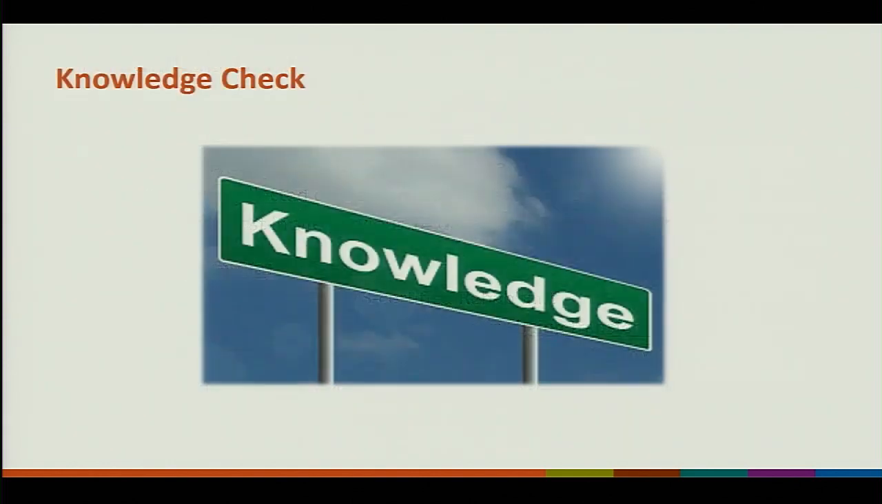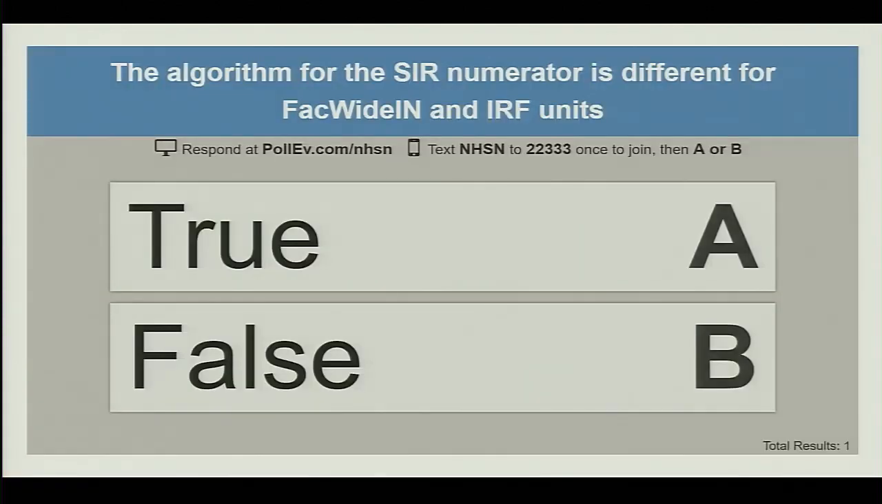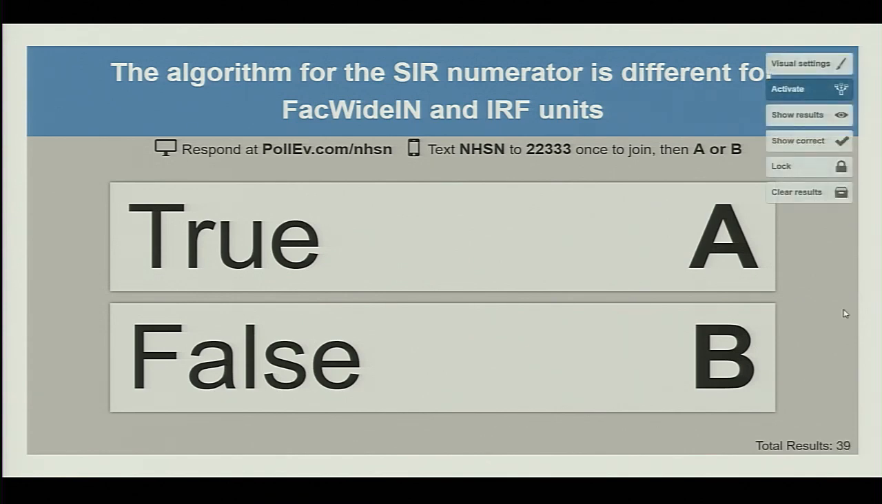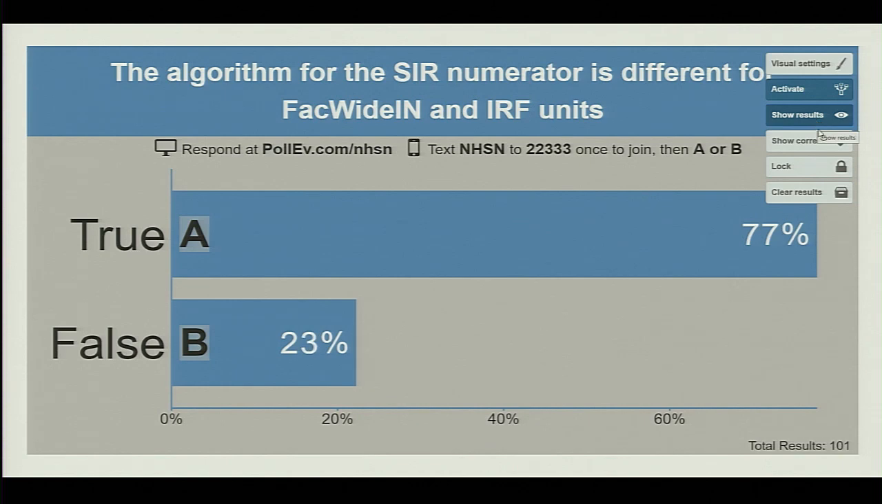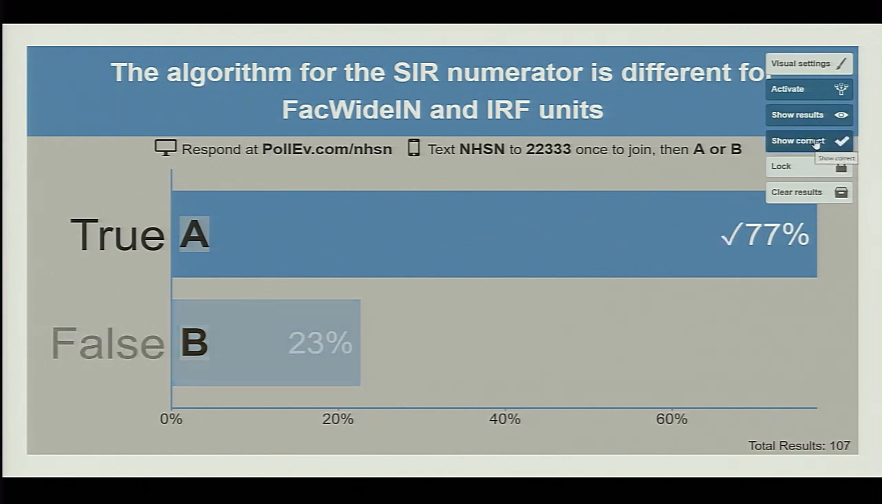So another quick and final knowledge check just about what we've gone over. True or false? The algorithm for the SIR numerator is different for facility-wide inpatient and IRF units. Text A if the answer is true, and B if the answer is false. Okay, very good. The answer is true.